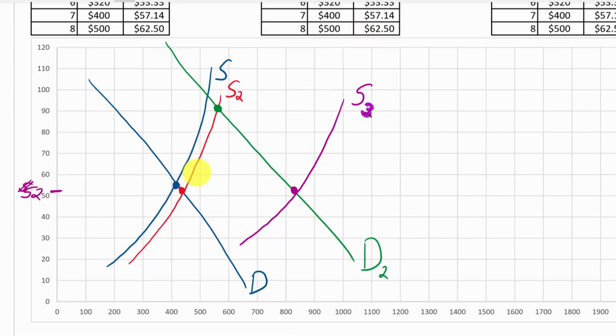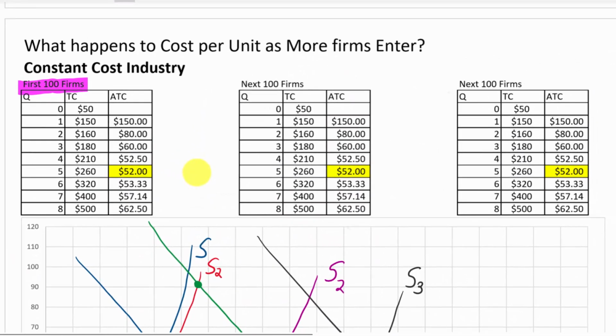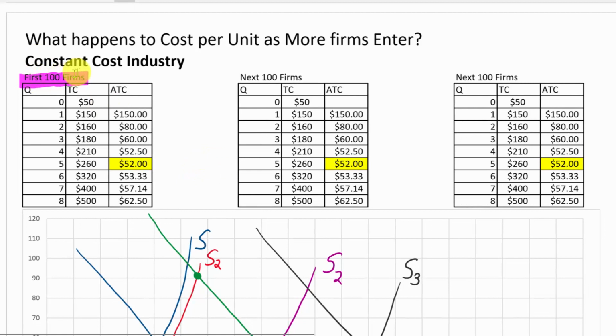So the only way that this can happen forever, that demand keeps increasing and then firms keep entering until we get that equilibrium price back down to the long-run price or the break-even price, is if, as firms enter, the cost structure of every business that enters is identical and exactly the same as the firms that came before it. And that's what I have in mind here with this first example. I say the first 100 firms, this is what their cost tables look like. The next 100 firms, their cost tables look exactly identical. And the next 100 firms, well, their cost tables look exactly the same.